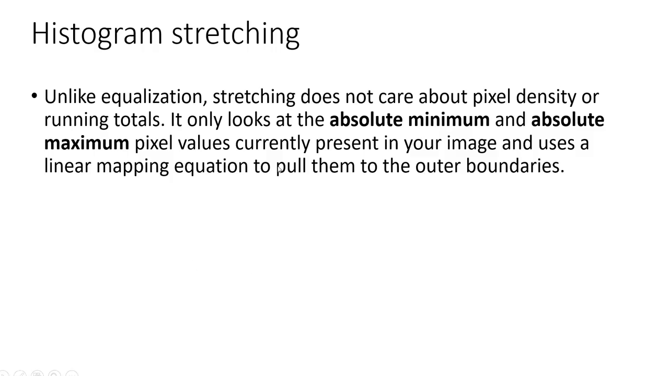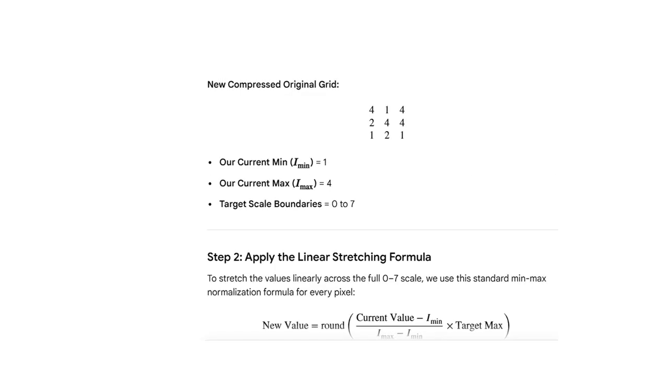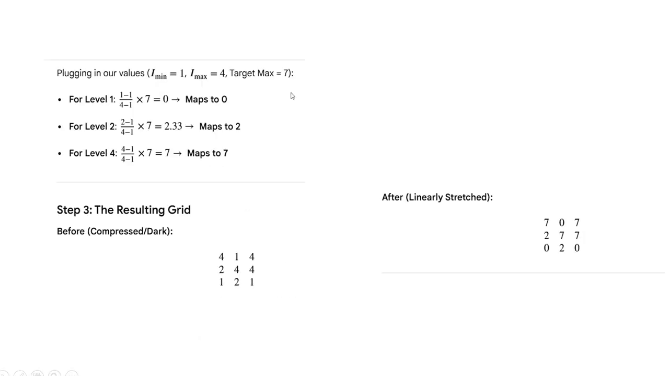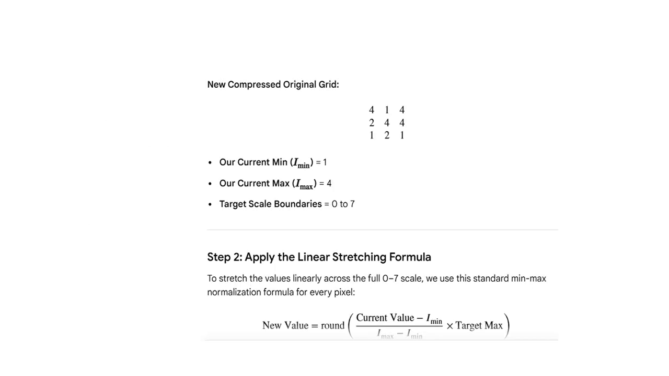Histogram stretching does not care about the pixel density, but rather it only looks at the absolute minimum and the maximum value, and it uses a linear mapping equation. So here this has a slightly different formula. Here we will look at the different values that are there in the image. So we have the minimum and the maximum, and then we calculate.